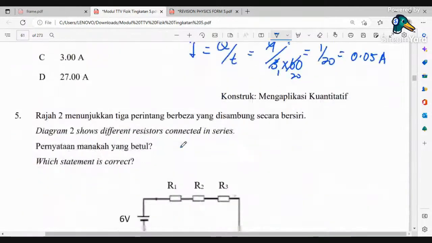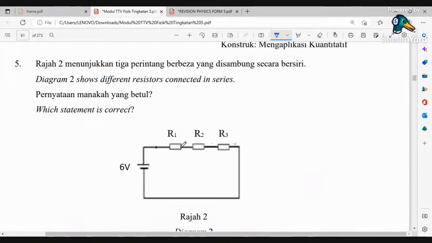Okay, let's look at the next question. Okay, this is about connection of circuit. Connection in the resistors in the circuit. So we have R1, R2, and R3. Okay, so this one we call it series connection. Macam mana you tahu series? You must know this one is positive, negative. So charge flow through R1, R2, and R3 are same. Dia sama current dia. Okay, so this one we call it series.